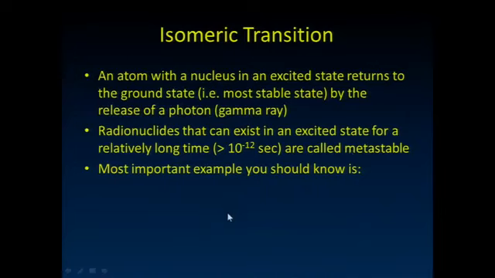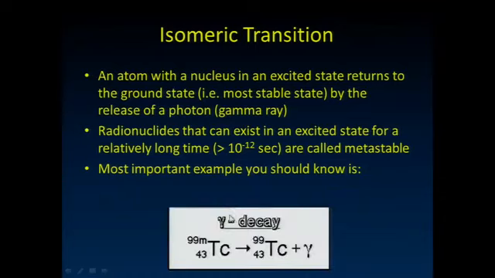And the most important metastable radionuclide that you should know of that decays via isomeric transition is technetium-99m. As a matter of fact, technetium-99m, the M is for metastable. And clearly technetium-99m is a real outlier there because it exists in that excited state for quite a bit of time. We've talked about the fact that its half-life is around 6 hours.